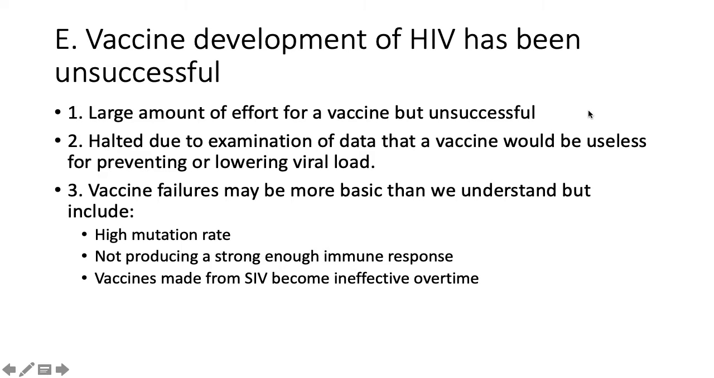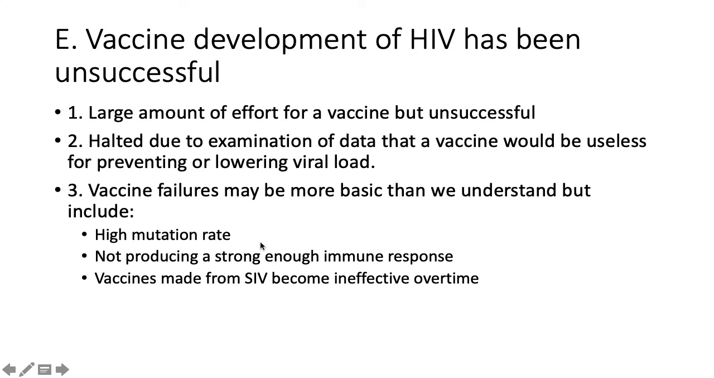All right, so this is where your book's just like, but it's kind of hopeless. We have not developed a vaccine yet. It's been unsuccessful. Just recently, based on evidence of all the data, they've come to the conclusion that it's useless because it can't really lower the viral load. It hides in your lymph nodes. They think the failure that they're seeing might be more basic, just something that we're not understanding or grasping. But these are the big three factors as to why they've halted development of a vaccine.